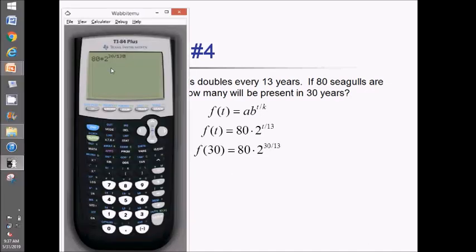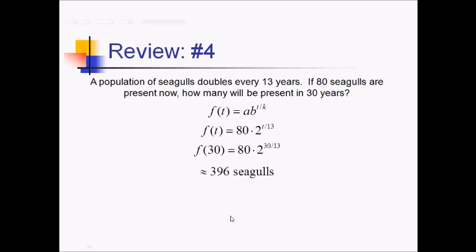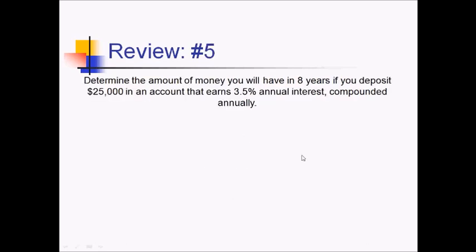So plugging all that in, I end up with approximately 396. We'll round it off to 396 because I'm not sure what 0.07 of a seagull looks like, and I don't really want to know. For this problem, we want to determine the amount of money we'll have in 8 years if we deposit $25,000 at 3.5% interest compounded annually.